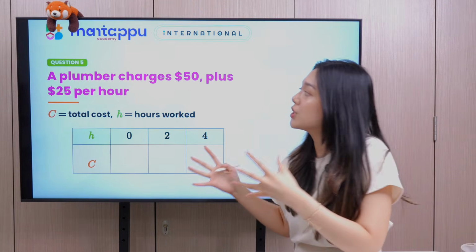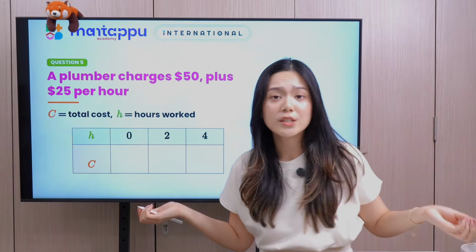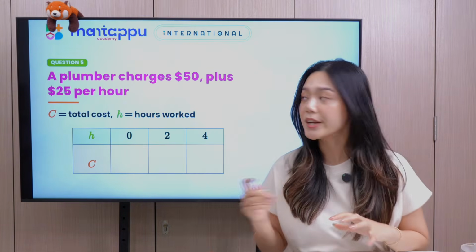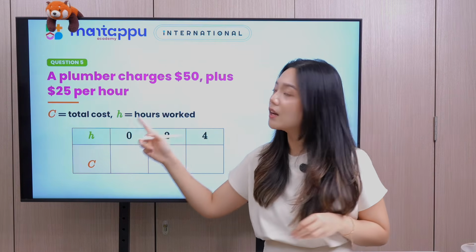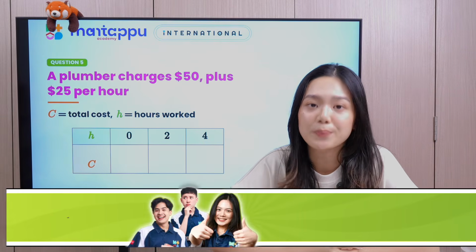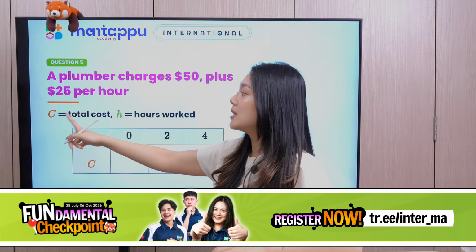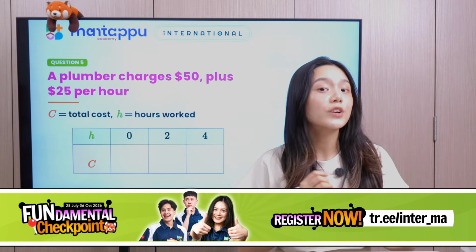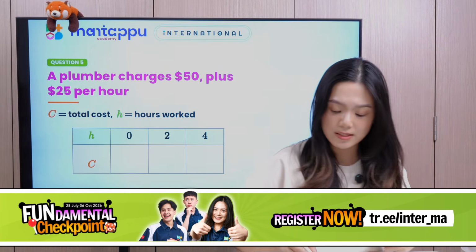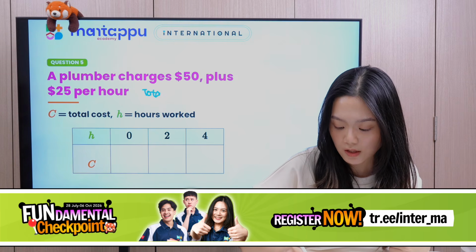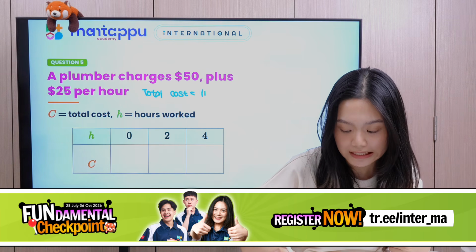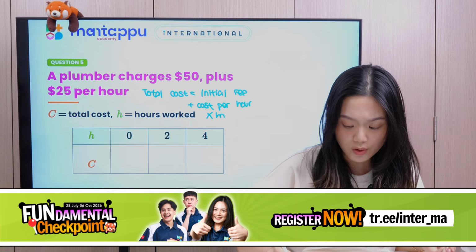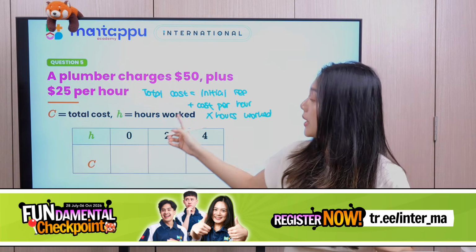Now our final question. This time the question comes in words. The equation is not as straightforward because you need to form the equation all by yourself. Now here, a plumber charges $50 plus $25 per hour. We are given that C is the total cost and H represents the hours worked. So for the total cost, you guys guessed it right. We will have total cost is equal to the initial fee plus cost per hour multiplied by hours worked, which is represented by H over here.